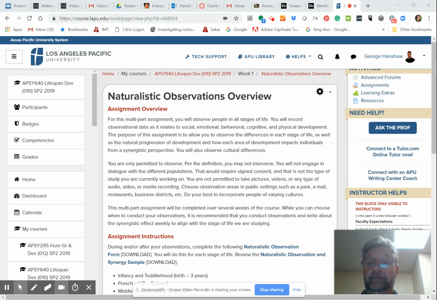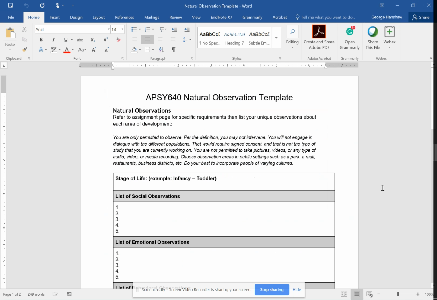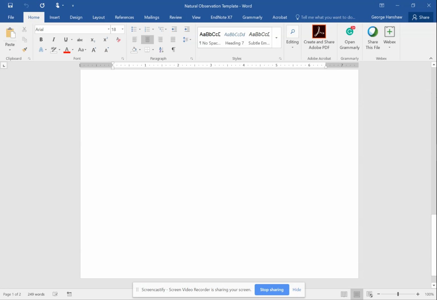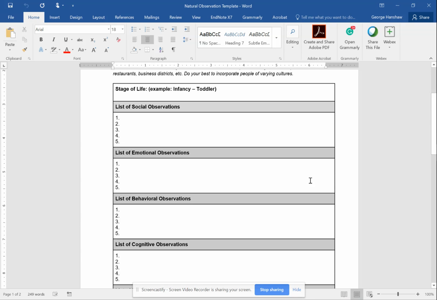As you can see on the screen, I have the naturalistic observations overview open. Why is this open? Because it's going to be coming due on Monday of week 6. So not this coming Monday, but the week after that. This is the first one of our major projects to come due, so we're going to talk about it. This is the template that you can download. Notice it gives you the table that you can fill out.